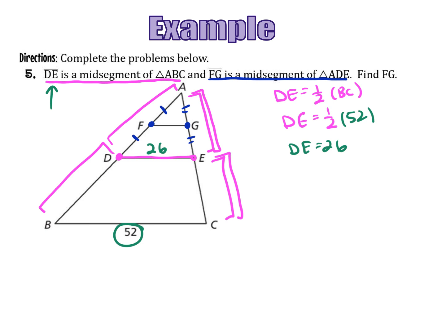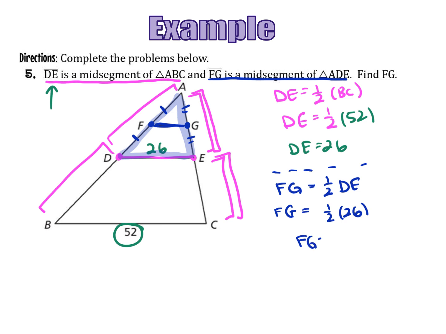Now, I need to use that piece of information to find the length of FG. Well, if we look at this smaller triangle, now 26 is the big length, and we're going to cut that in half to find the smaller length. So let me set that up. Since FG is a midsegment, FG is going to equal 1/2 of DE, and we just figured out that DE is 26, which means that FG is going to be 13.